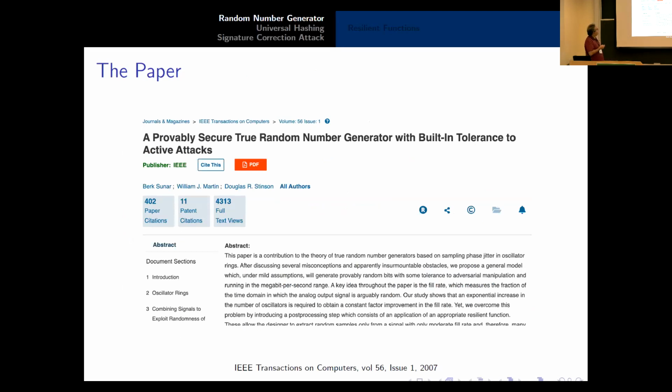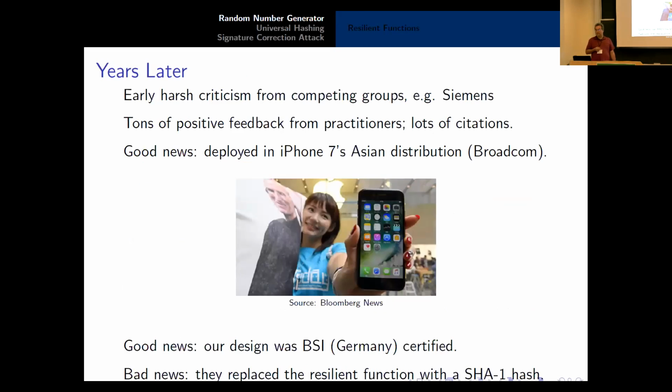And finally, we wrote our paper. This was in 2007, if I remember correctly. And many years passed since then. We had some early harsh criticism from some competing groups from Siemens. Not about the model or the math, but about whether you can sample that fast, these physical aspects. But we also had tons of positive feedback from practitioners who actually used our random number generator design. After 2010, I stopped working on random number generators and moved on.